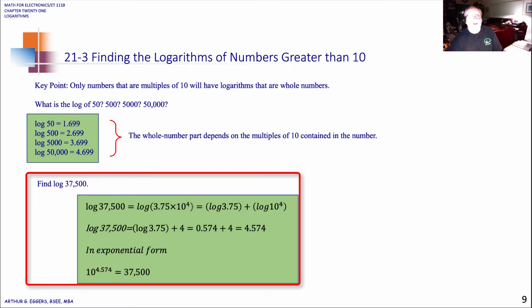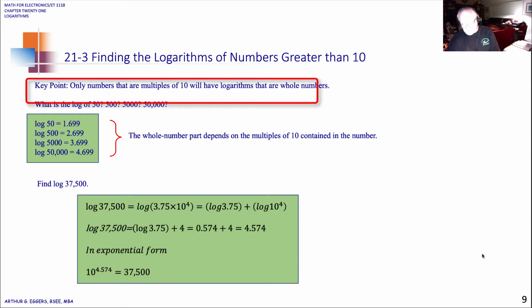3.75 times 10 to the fourth. If we use scientific notation, then the log of 3.75 can be added to the log of 10 to the fourth. So the log of 37,500 becomes the log of 3.75 plus 4. We know that because it's going to have 4 zeros. If you take the log on your calculator of 3.75, you get 0.574. Add 4 to it, and you get 4.574. Move it back into exponential form: 10 to the 4.574 equals 37,500.